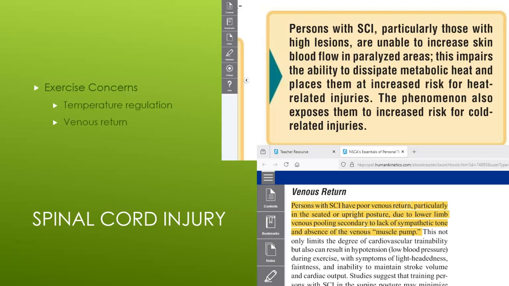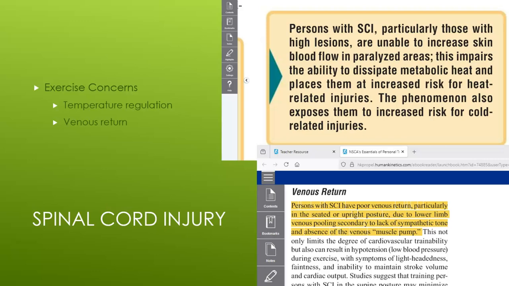Now, persons with spinal cord injury have poor venous return, particularly in the seated or upright posture, and this is due to lower limb venous pooling secondary to lack of sympathetic tone and absence of the venous muscle pump. And we talked about this a little bit earlier in the lower extremities in terms of how blood is shunted through the body, and you have valves that allow that to happen.